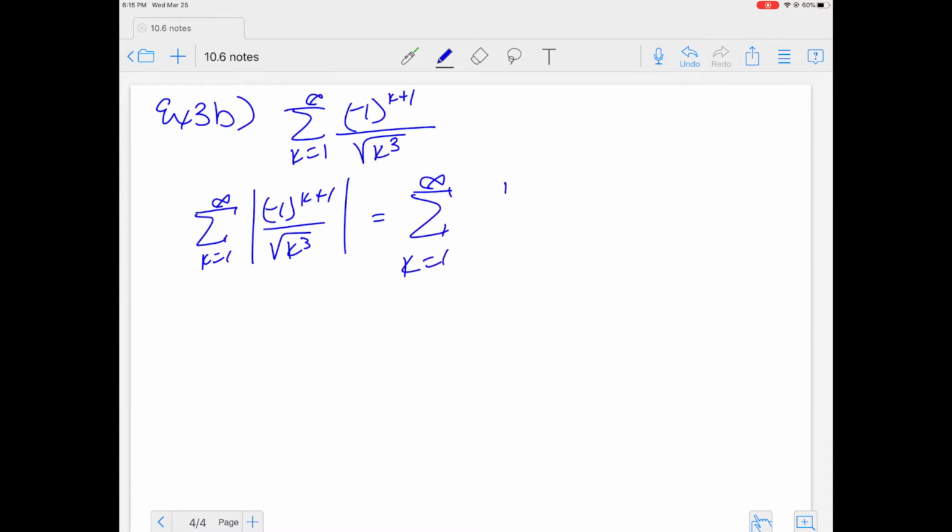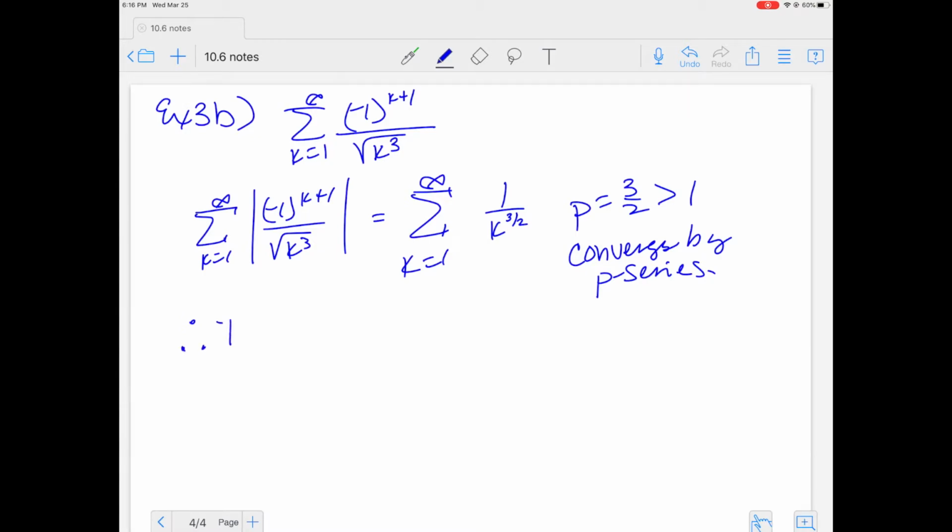So I now have 1 over k to the 3/2. Oh, what do you see? P series. P is equal to 3/2, which we know is greater than 1. What do you know about that? Converges by the p series. So absolute convergence implies convergence, which now means the series converges absolutely.